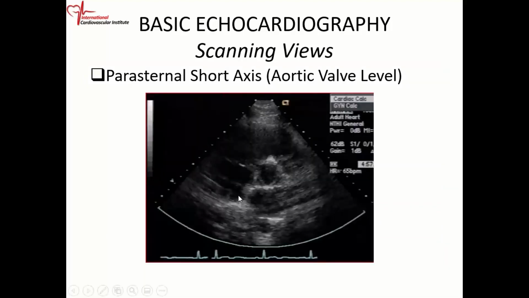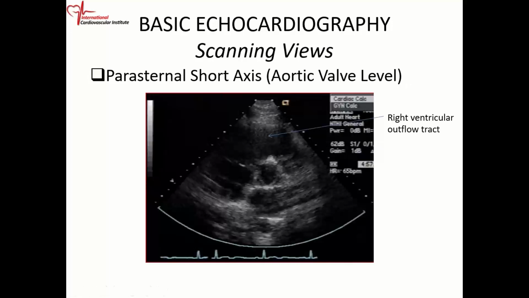Again, short axis at the level of the aorta. From the parasternal long axis view, remember your transducer is in the third or fourth intercostal space. The marker points towards the patient's right shoulder. You're going to rotate the transducer clockwise to about the 1 or 2 o'clock position, and you're going to get this parasternal short axis view at the level of the aorta.